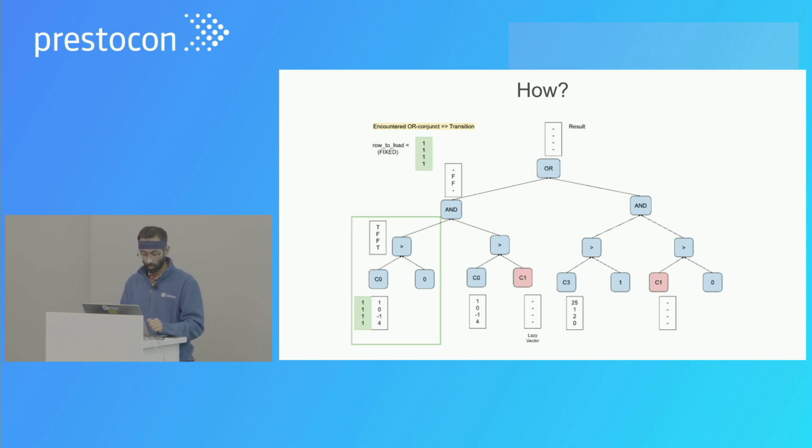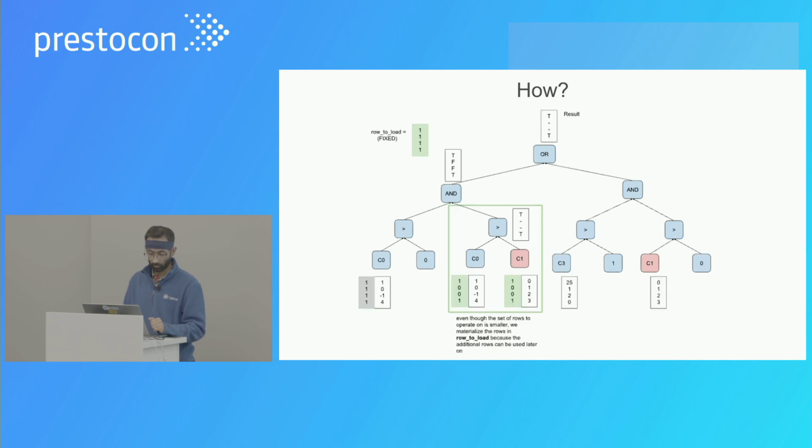Now let's see how this helps us. When we transition from the OR to the AND expression, we set it to this set of rows, and now we start evaluating the conditions in the AND expression. So you see for the first one, 2 of the rows get filtered out.